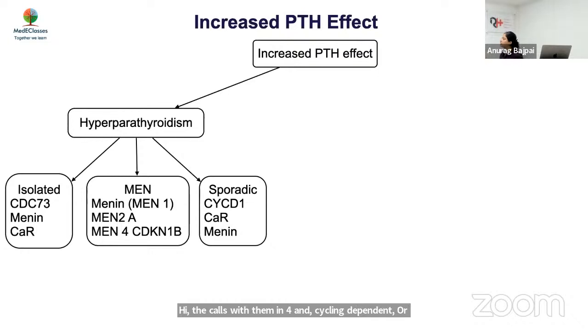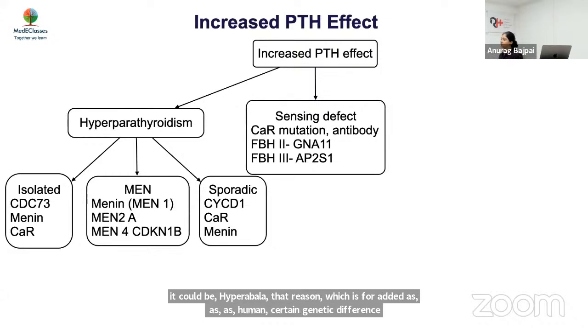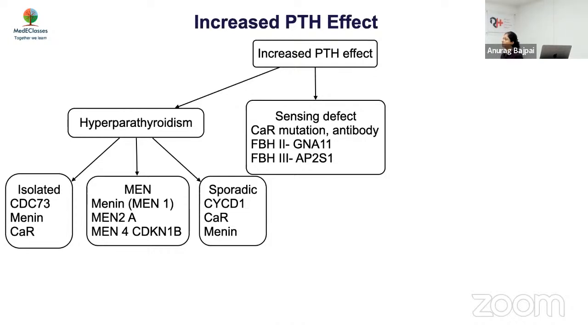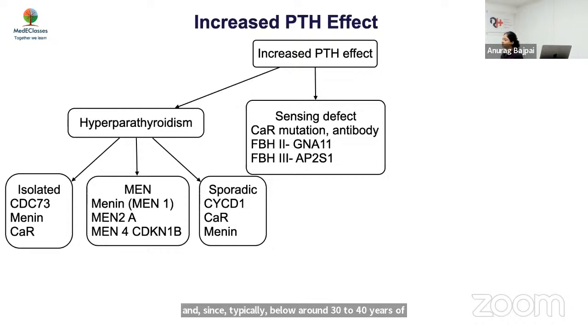certain genetic defects. I think one important point to remember here is that as against adults who are more likely to have an isolated lesion, which may be because of a somatic mutation, children and adolescents, typically below around 30 to 40 years of age, have more likelihood of having genetic causes, which are more likely to be multifocal. And that's important because if you have a multifocal lesion, getting a scan and picking up one lesion and removing it may not cure the disease, it will come back again. So that is something which is important to remember.